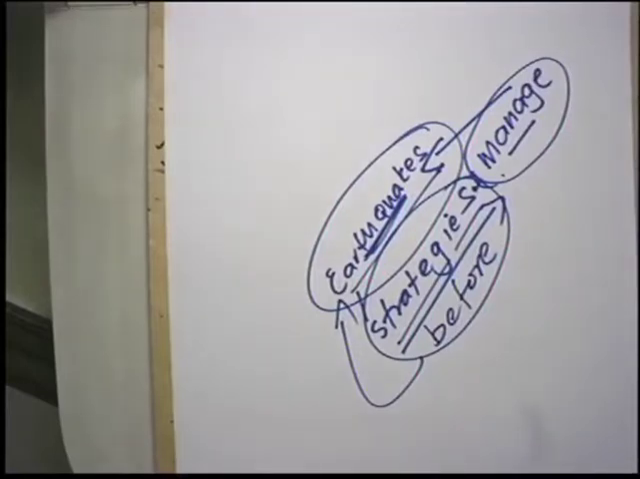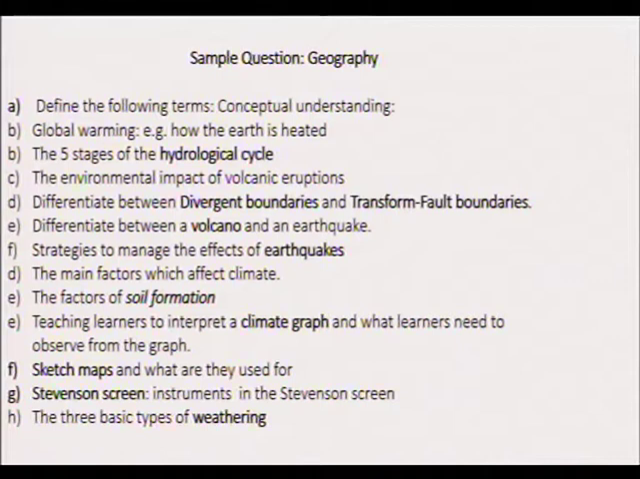Then which main factors affect climate, and then the factors of soil formation, and then teaching learners to interpret a climate graph and what learners need to observe from the graph, as I've mentioned in the previous slide. In geography, we also make use of maps, okay, different kinds of maps. If you are asked what is a sketch map and what a sketch map is used for, you should be able to know the different kinds of maps and what these maps are used for.